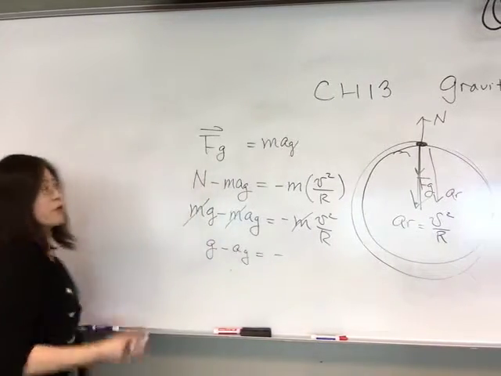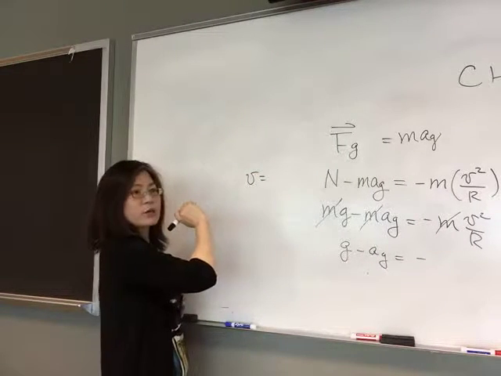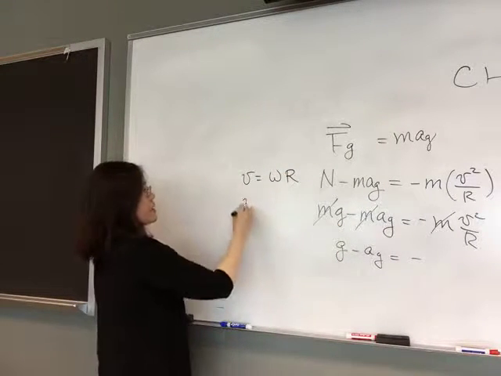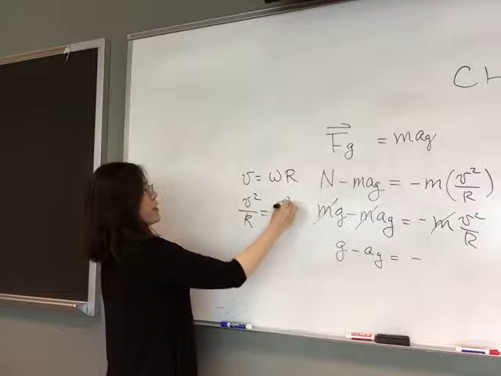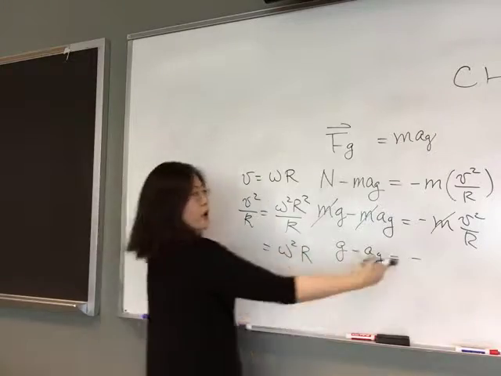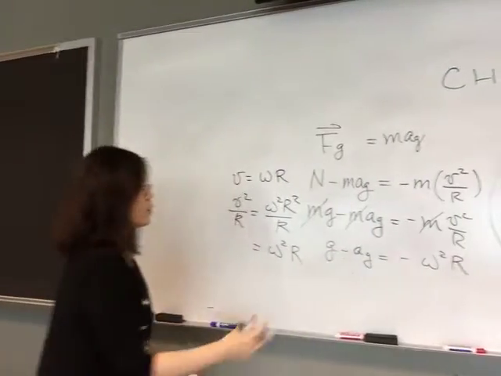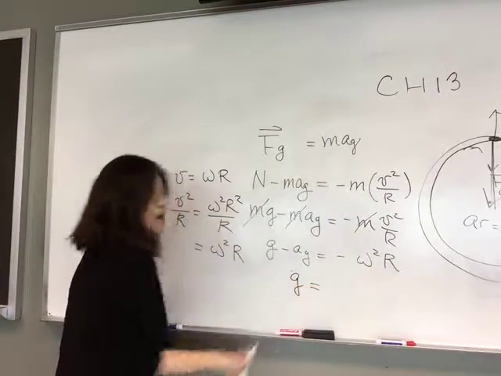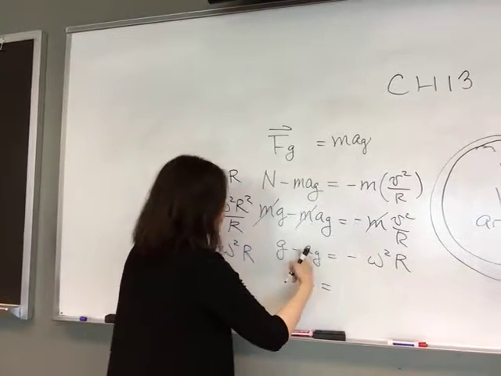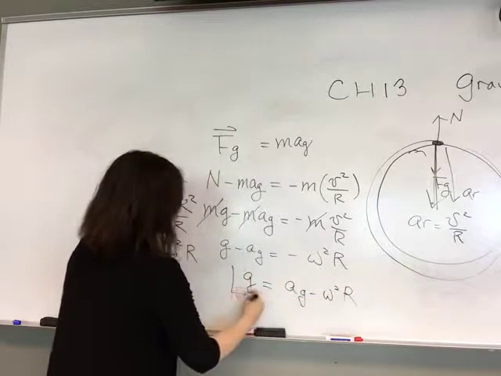So if you remember, for something that's rotating, your v and omega are related to each other. How are they related? v equals omega r. Yes, right? So you have v squared over r, and what we have here is omega squared times r. So on the right-hand side, you have omega squared times r. And so your g value, the free fall acceleration, we move this to this side, and you have ag minus omega squared r, okay?